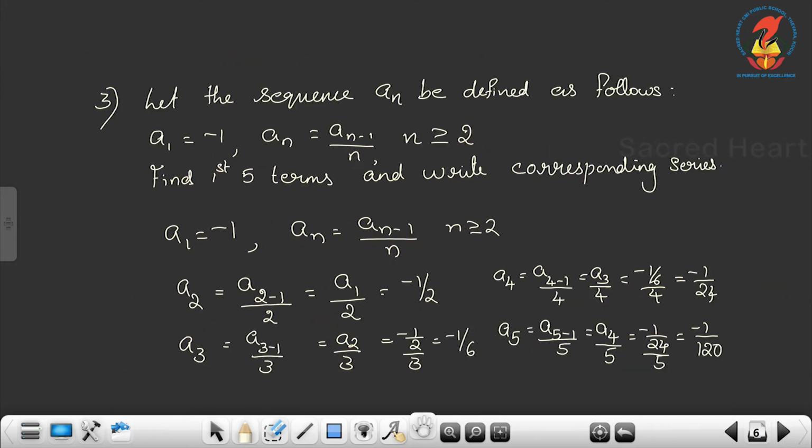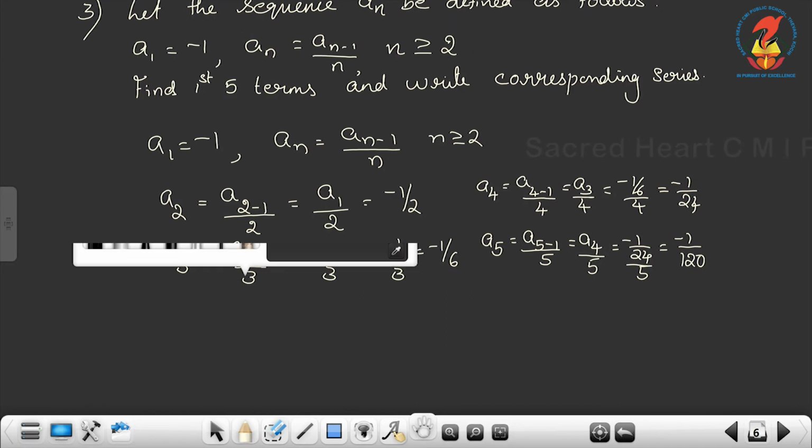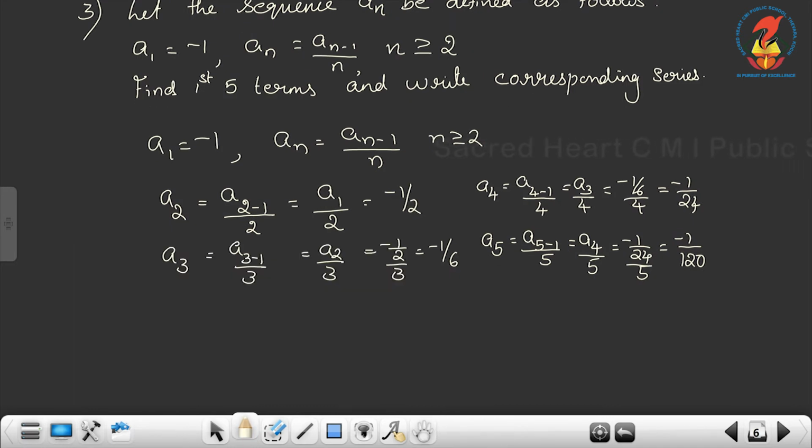So now we can write sequence then series. So what is the sequence? The first term is minus 1, put a comma, the next term minus 1 by 2, then minus 1 by 6, then minus 1 by 24 and the last is minus 1 by 120. This is the 5 terms of the sequence.